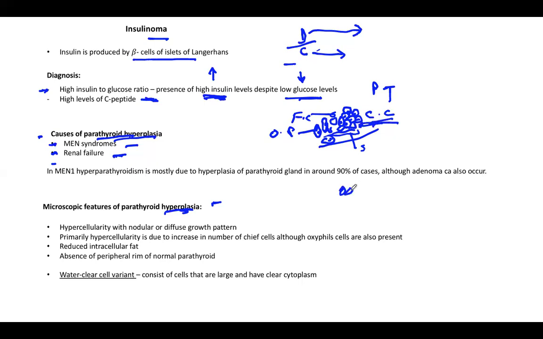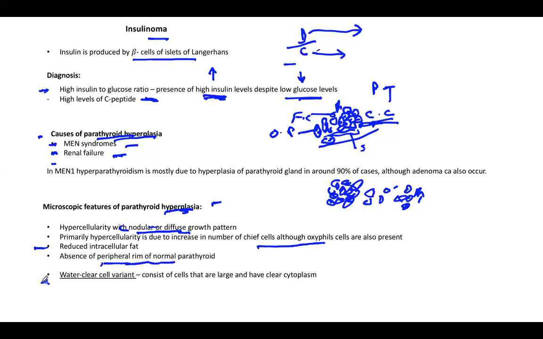So you get chief cells, excessive chief cells, proliferated chief cells making glands and nodules, and then normal area, and then again this. So this is usually nodular, but can also be a diffuse growth pattern, usually primary. It's due to chief cells, although oxyphil cells are also present, but mainly hyperplasia of chief cells. There will be reduced intracellular fat, which we discuss here, and there will be absence of peripheral rim of normal parathyroid, we'll discuss later on.